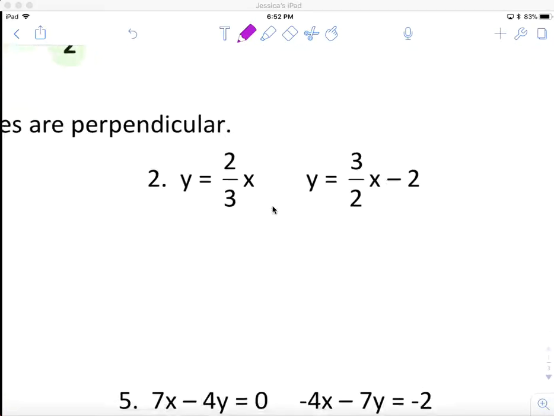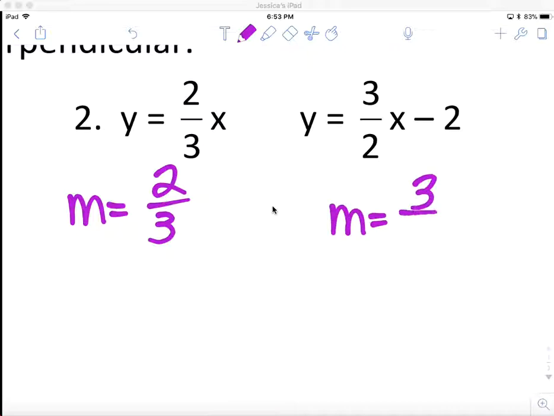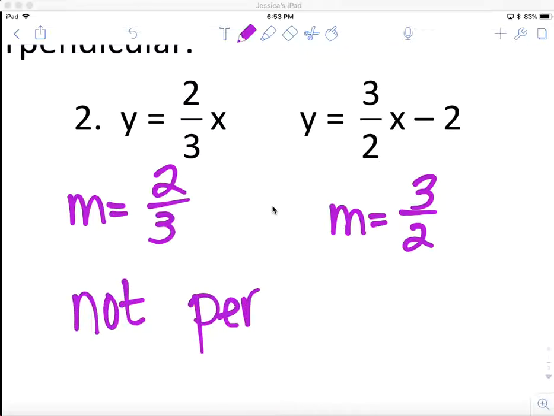Looking at number 2, I have a slope of 2/3 and I have a slope of 3/2. These are reciprocals. 2/3 flipped is 3/2, but they are both positive, so they are not opposite. This means they are not perpendicular. It has to be both opposite and reciprocal.